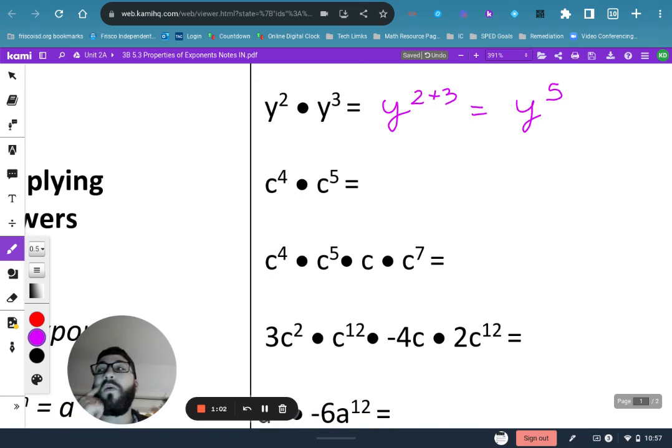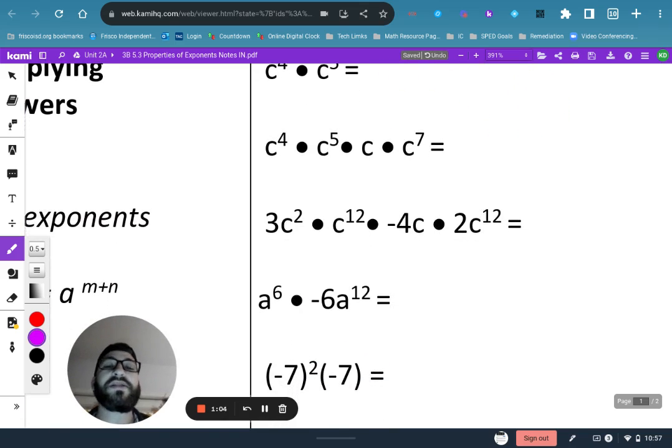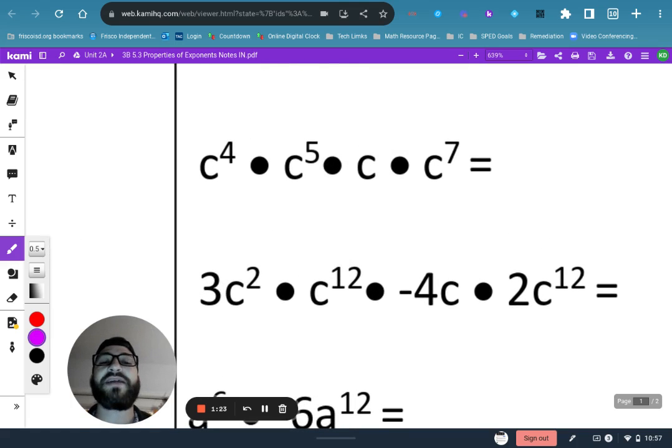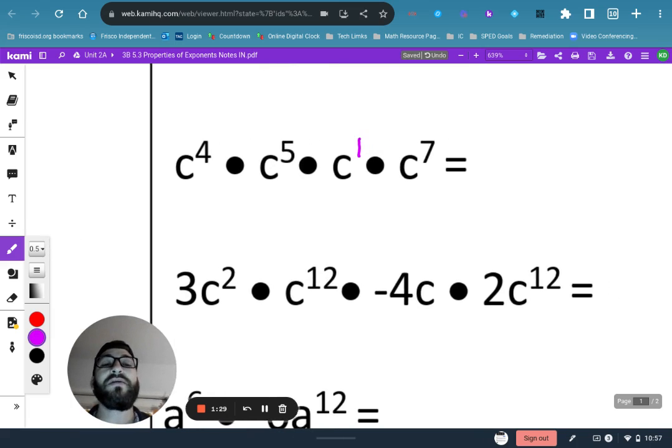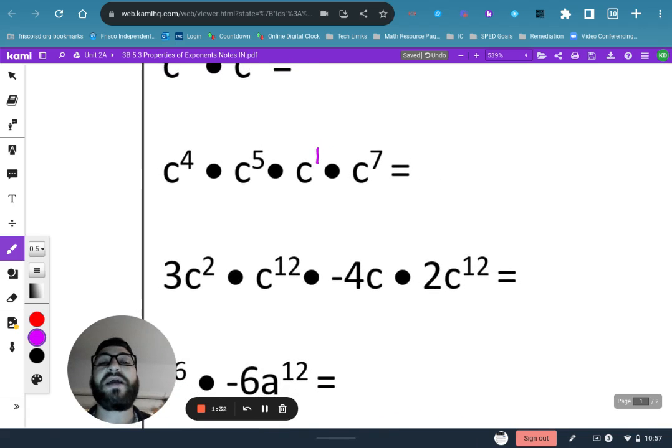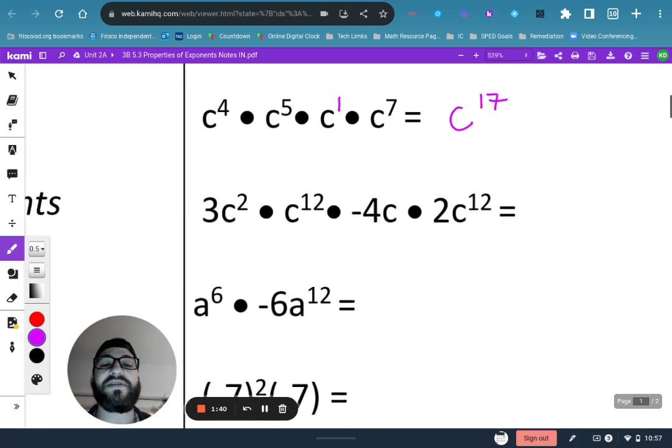Some things you want to watch out for and be careful about. Let's look at this third example. We have c to the 4th times c to the 5th times c to the 7th. Multiplying all the way across, we want to add all the exponents. The most common mistake I see is saying this is c to the 16 by adding 4, 5, and 7. But we need to make sure we don't forget that c that doesn't have an exponent written on it, because it does technically have an exponent of 1. So this way it is 4 plus 5, which is 9, plus 1, which is 10, and then plus 7, which is 17. So this would, of course, be c to the 17.